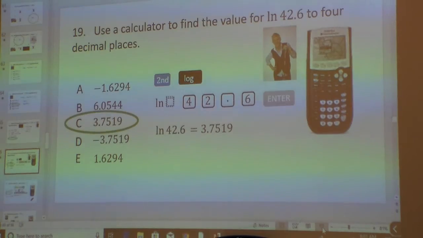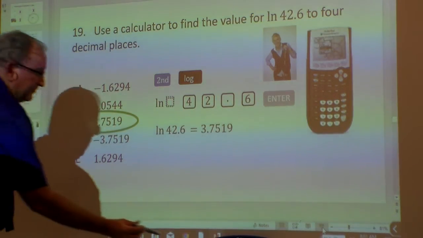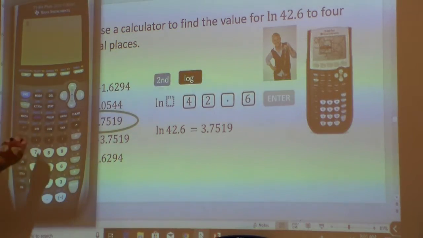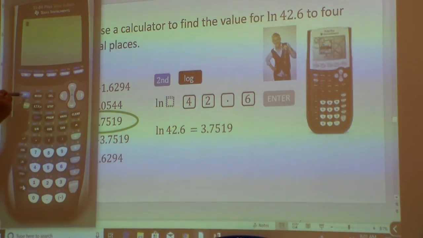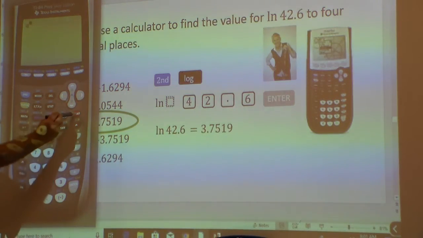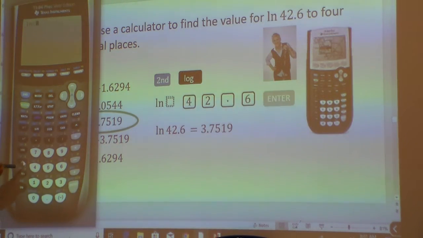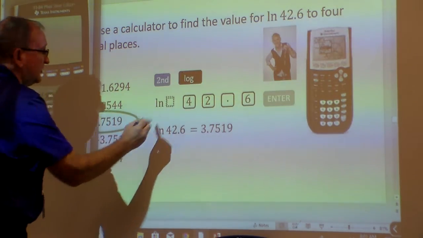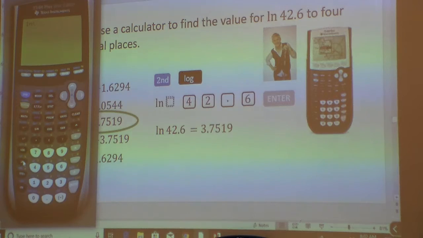So let's go ahead and just show you on the actual calculator. Let's turn it on. Second log, which is ln. Wait a minute. Sorry. Oh, there's actually an ln button on the calculator. So don't even ignore that. You don't have to do second log. It's just ln, all right, of 42.6. I can close the parentheses.